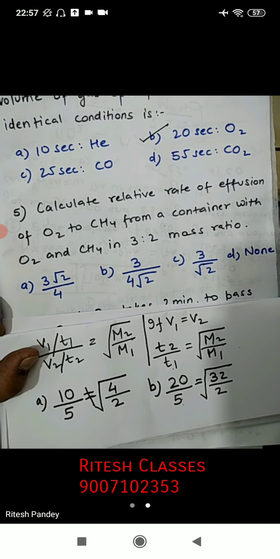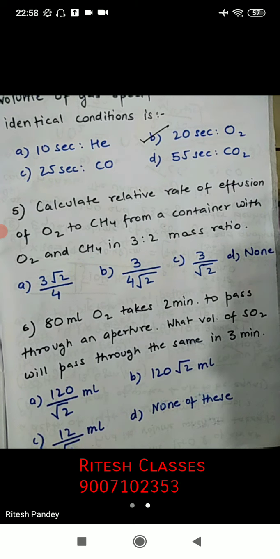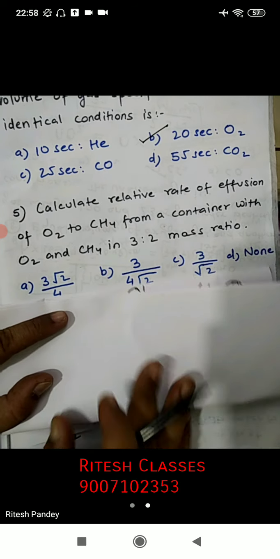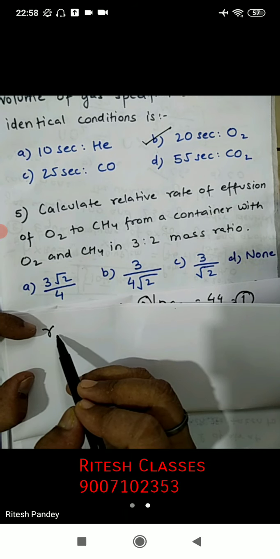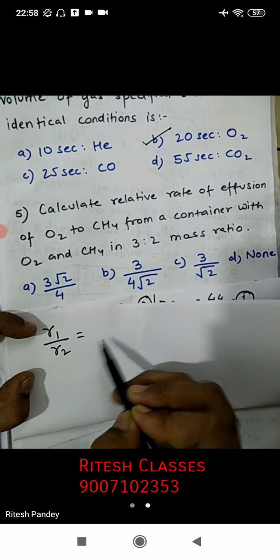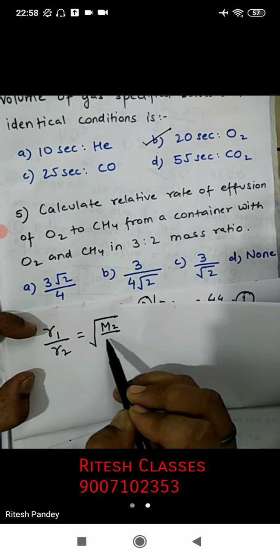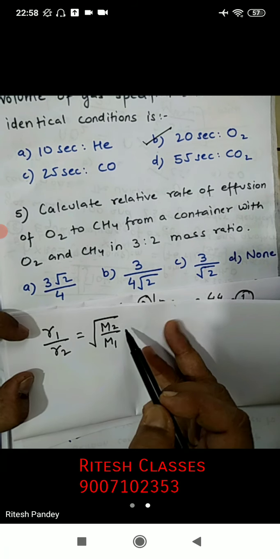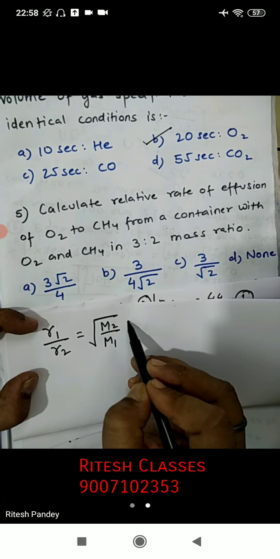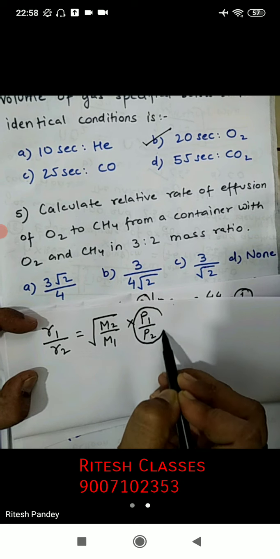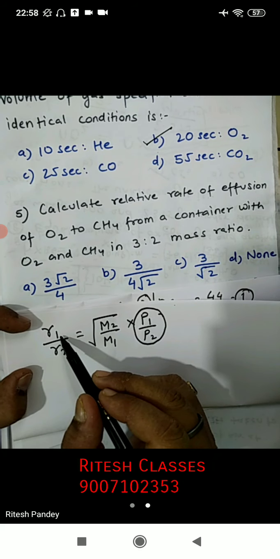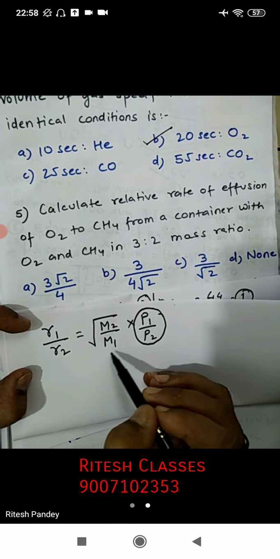Now, question 5 is a little application oriented because generally, when we apply Graham's law of diffusion, we believe that the pressures are equal. So generally, when we write R1 by R2 as root M2 by M1, this is when the two are diffusing or effusing at the same pressure. Now, when the pressures are different, there is a component of P1, P2. Naturally, the rate of diffusion will be proportional to the pressure. So, this is when the pressures are equal.